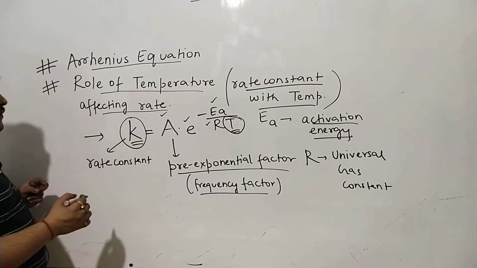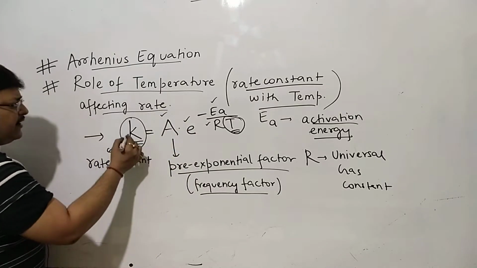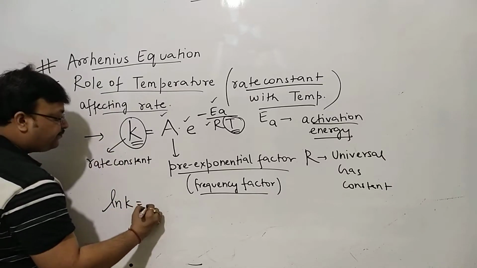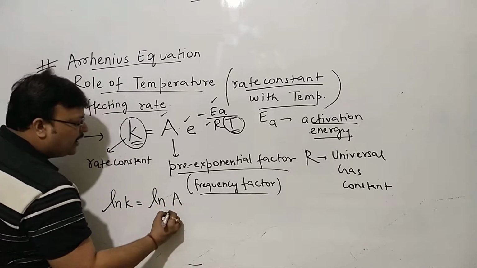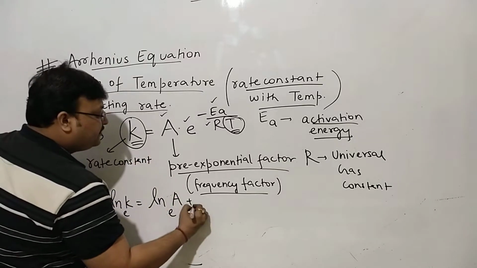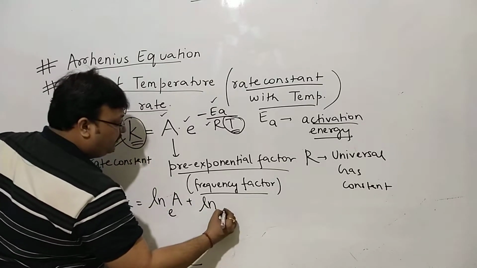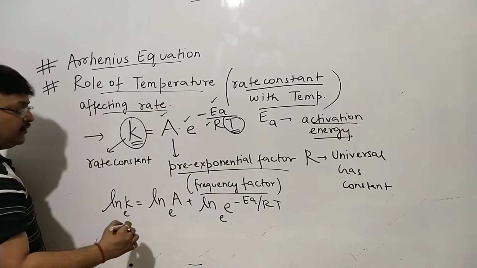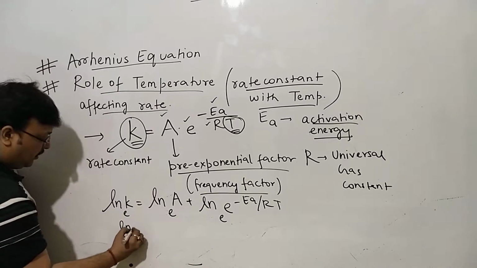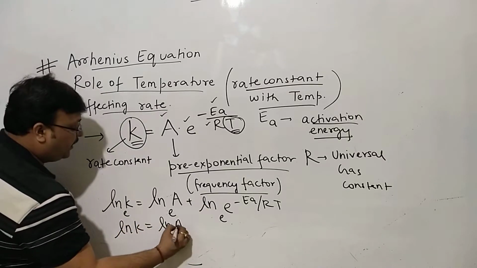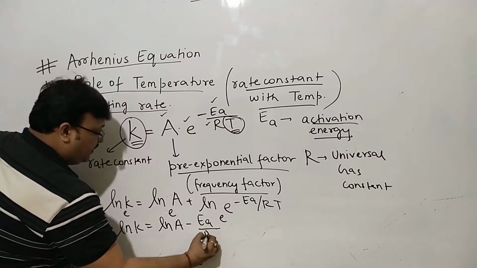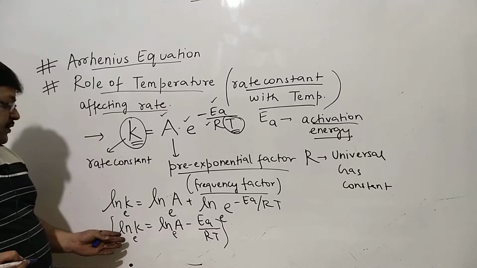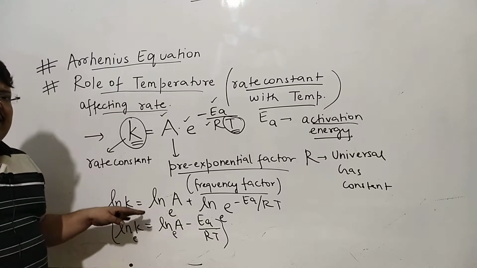So right away we bring log on either side, and taking log on both sides, you will get log K is equal to log A, natural logarithm to the base e, plus log e to the base e, minus EA upon RT, and naturally this will get converted to a form like log K is equal to log A minus EA upon RT. Now this is the logarithmic form to the base e, which is natural logarithm. We'll want to convert it to common logarithm.